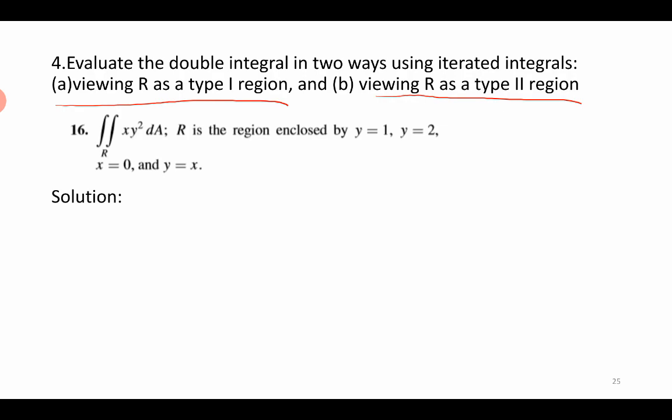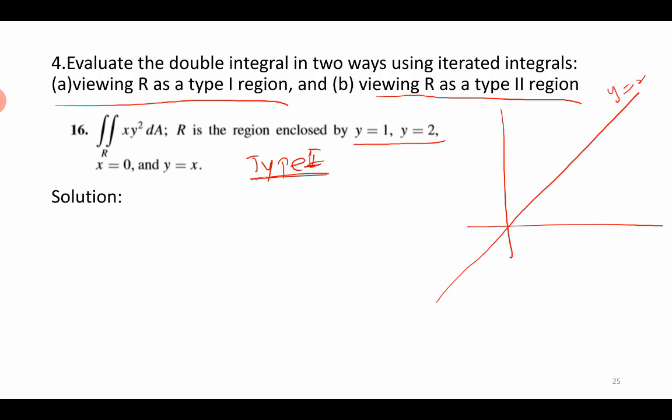What is first? Type 1. Type 1 region, remember we integrate with respect to y first. Okay. First find the region. What is it? y is 1, y is 2, x is 0, y equal to x. All this information should be drawn on the graph roughly. Just draw a rough graph, isn't it? This is the line y is equal to x, y is equal to 1. It's a straight line parallel to the x-axis. This is the x-axis, this is the y-axis. y is 2, another line.